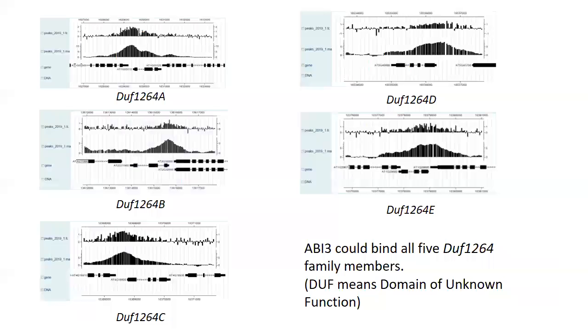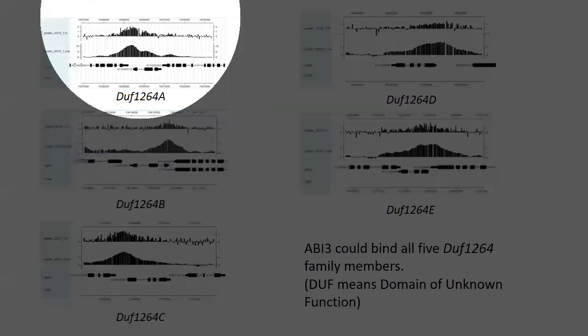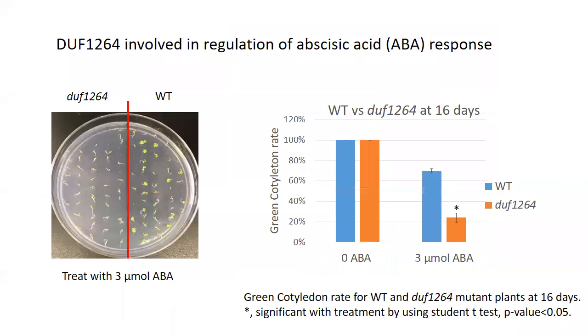Another interesting thing I want to mention is a protein family called DUF1264. DUF means domain of unknown function, like people don't know the function of this protein family, and 1264 is just a given name with no meaning for this conserved domain. Here I show the ChIP result. For example, in this figure, the peak shows where ABI3 could bind. And I find that ABI3 could bind all family members of this protein family, like A, B, C, D, E, sorry.